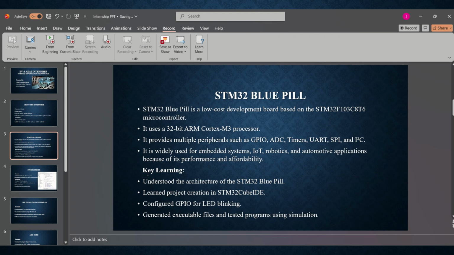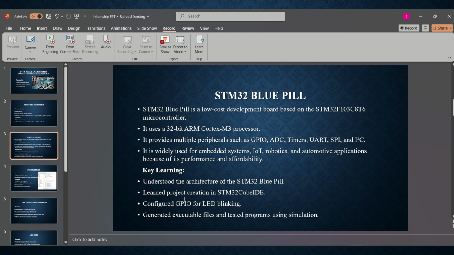So, next is STM32 Blue Pill. This slide explains the STM32 Blue Pill development board. The STM32 Blue Pill is a low-cost development board based on the STM32F103C8T6 microcontroller. It contains a 32-bit ARM Cortex-M3 processor, which is faster and more powerful than many traditional microcontrollers. It supports several peripherals such as GPIO, ADC, timers, UART, SPI, I2C. These peripherals allow the microcontroller to communicate with external devices and sensors.